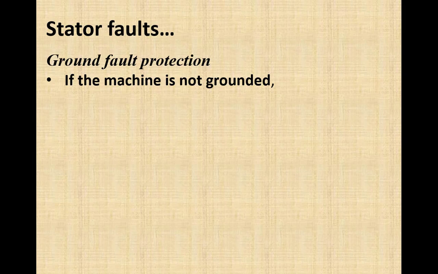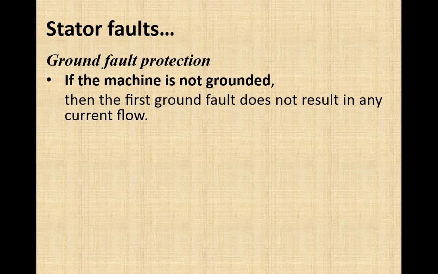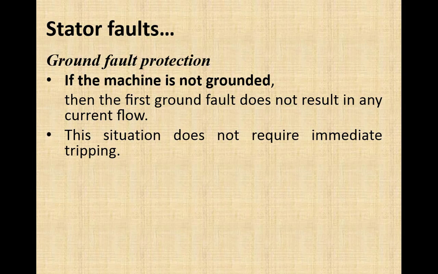Now we will discuss the protection of machine in case the neutral is floating or we have connected neutral to ground through a ground fault neutralizer. Remember, if machine is not grounded, then the first ground fault does not result in any current flow. Even in case of grounding through ground fault neutralizer, in case of line to ground fault, current will be negligibly small.